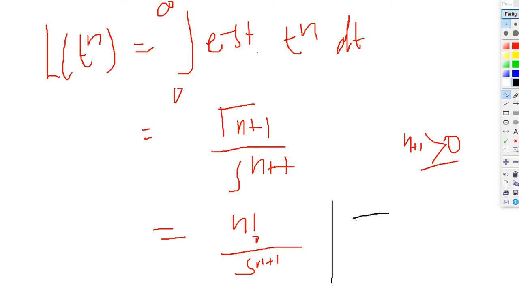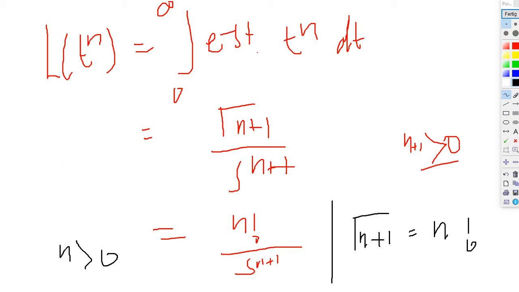Here is one more important relation: gamma of n plus 1 equals n factorial. For this, n must be greater than or equal to 0, and n must be a numerical value.